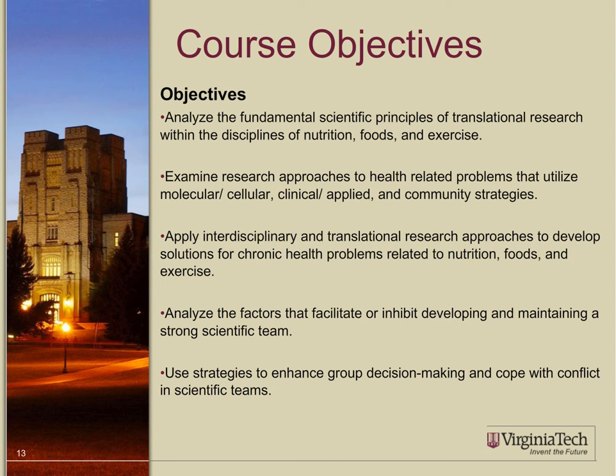Please see the syllabus for the overall course objectives. Students completing this course will be able to analyze the fundamental scientific principles of translational research within the disciplines of nutrition, foods, and exercise, examine research approaches to health-related problems that utilize molecular and cellular, clinical and applied, and community strategies, apply interdisciplinary and translational research approaches to develop solutions for chronic health problems related to nutrition, foods, and exercise, analyze the factors that facilitate or inhibit developing and maintaining a strong scientific team, and use strategies to enhance group decision-making and coping with conflict in scientific teams.